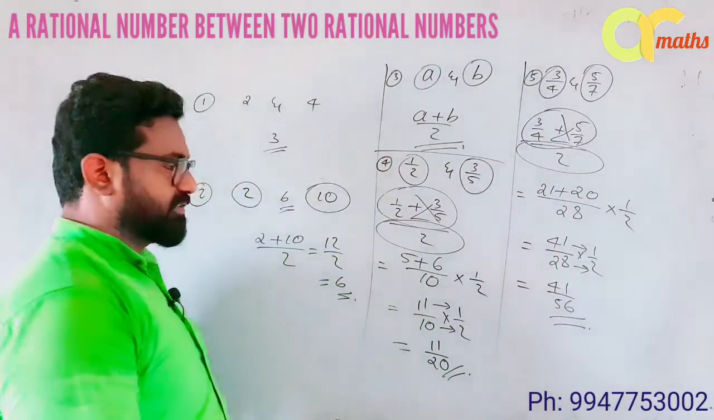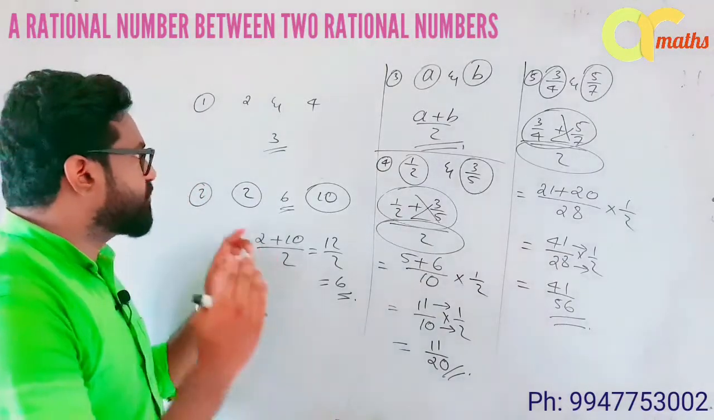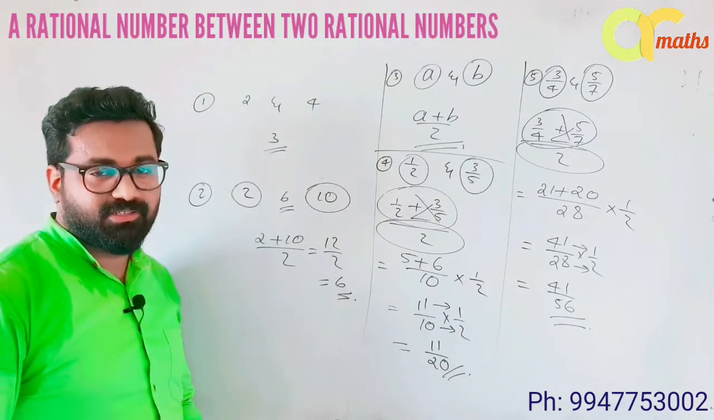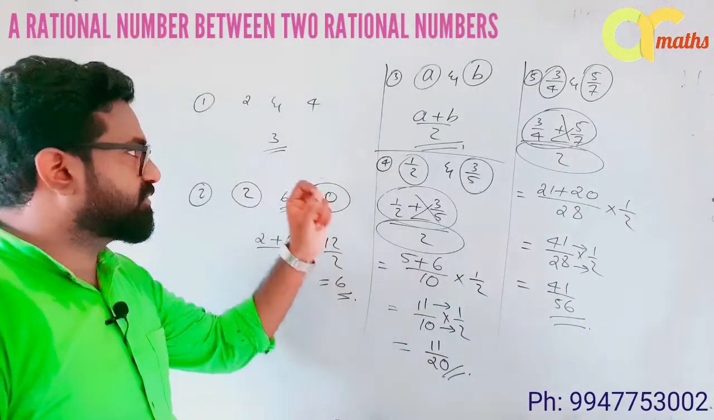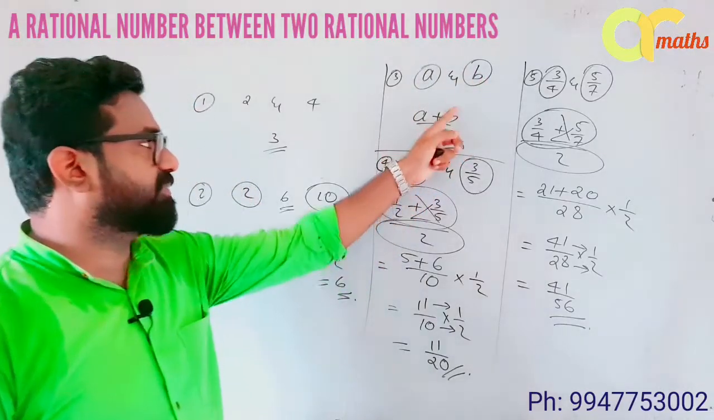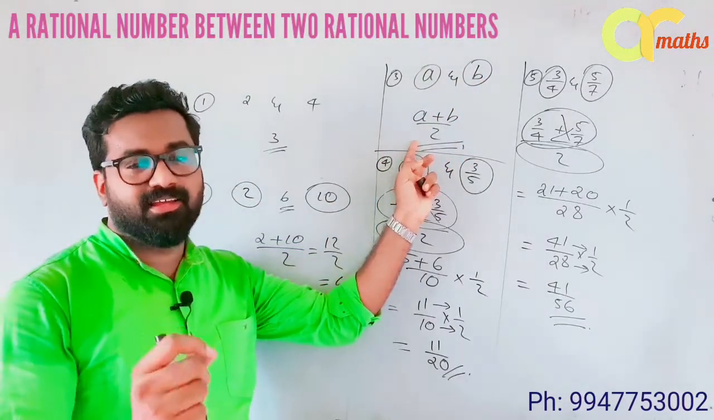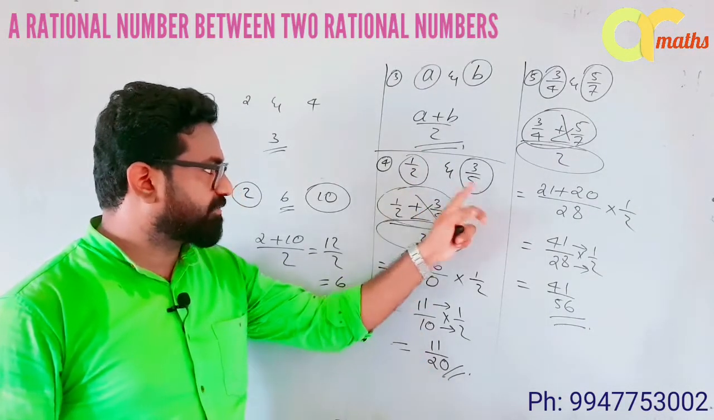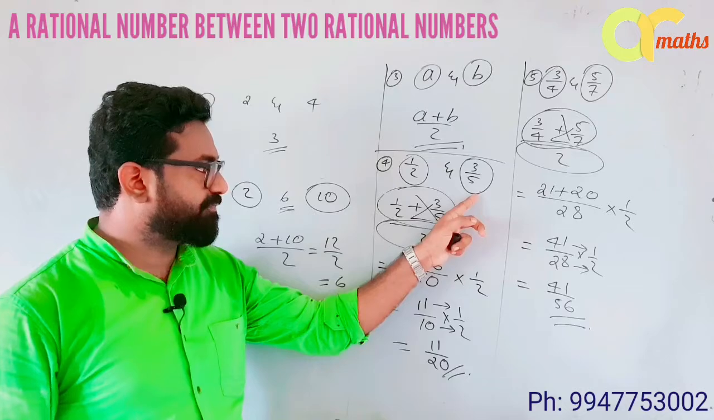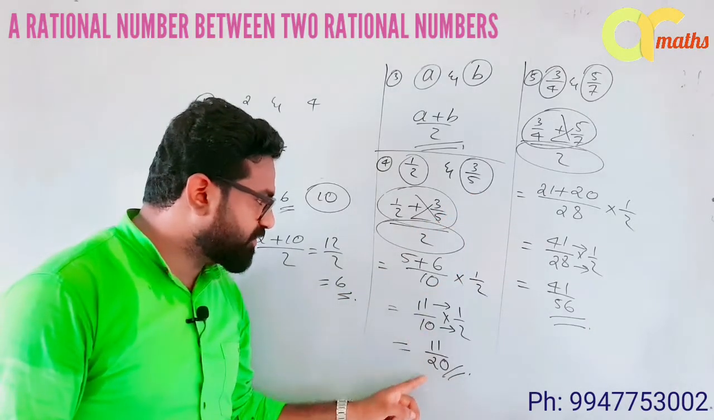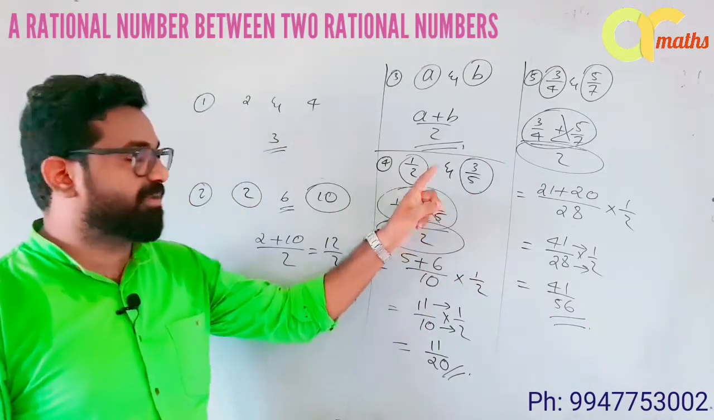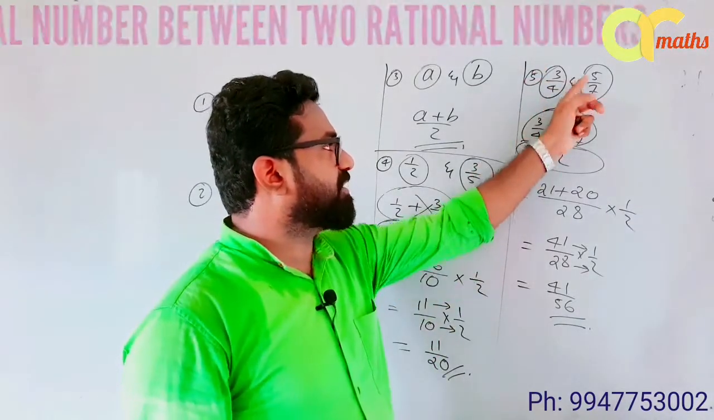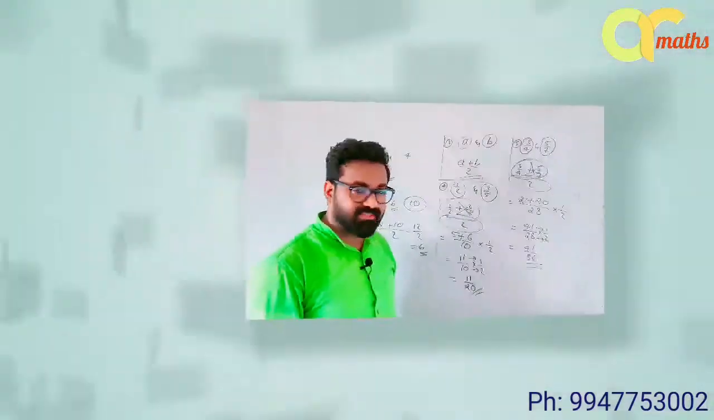Ready? It is very simple. So our topic is how to find a rational number between two rational numbers. To find one rational number between two rational numbers, take A plus B divided by 2, or take its average. So here 11 by 20 is a rational number between 1 by 2 and 3 by 5, or you can say that 11 by 20 is the middle term of 1 by 2 and 3 by 5. Clear? What is the middle term of 3 by 4 and 5 by 7? That is 41 divided by 56.